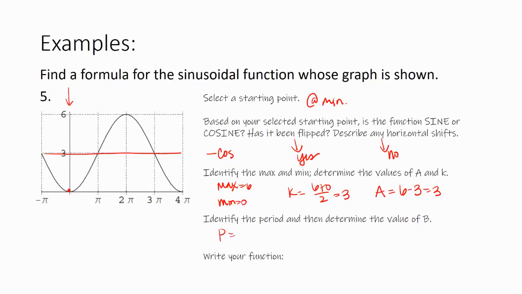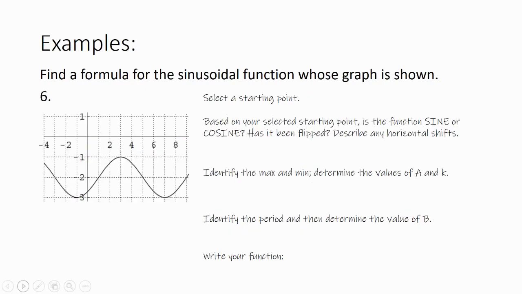The period for this function is 4 pi, so if you go from minimum to minimum, you'll see that it's 4 pi, and your B value would be 2 pi divided by 4 pi, or just 1/2. So your equation is y equals negative 3 times the cosine of 1/2 x plus 3.